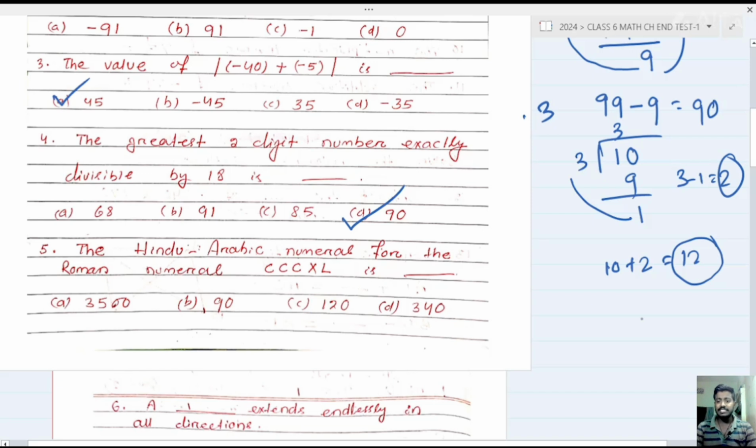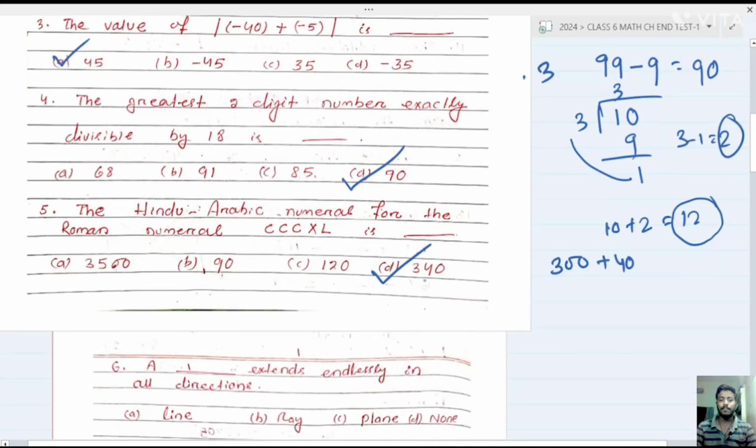Now, next question. The Hindu Arabic numeral for the Roman numeral CCCXL. We know that CCC means 300 because 1 C is equal to 100. So 3 C's is 300 because we can add. So plus XL means 40. So 340. So option D is the correct answer.